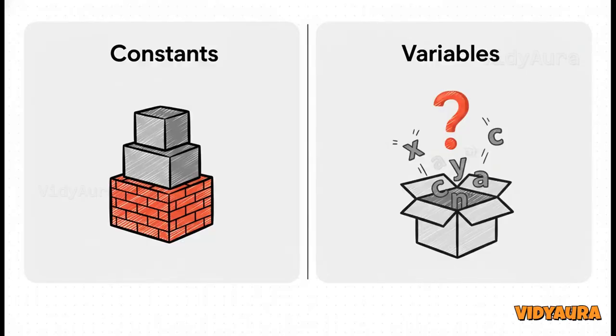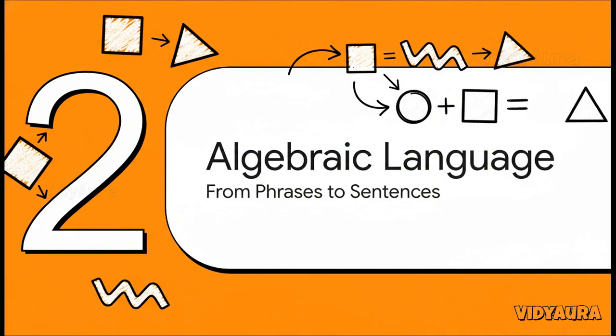And in this language, you've basically got two main types of words. First up, you have constants. These are the numbers you know and love, like 5 or 100. They're fixed, they don't change. Then you've got variables. These are the letters, like X or Y. Think of them as placeholders for a number that we're trying to figure out. All right, so we've got our alphabet down, constants and variables.